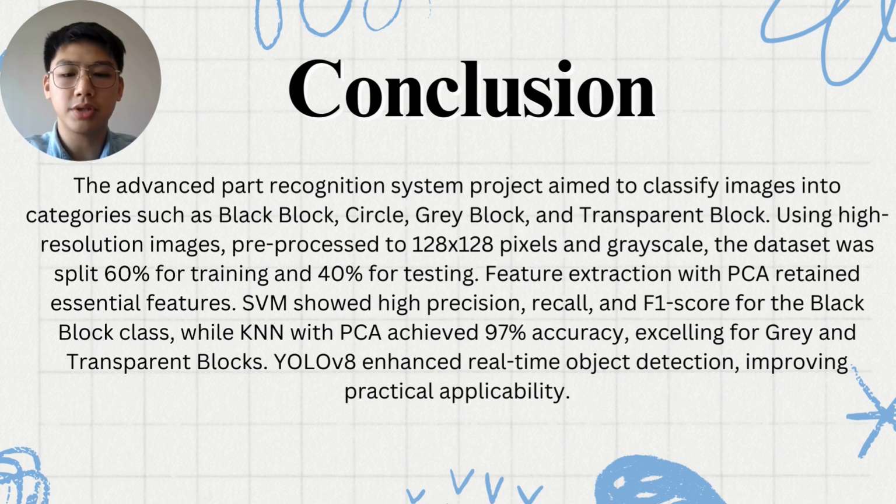SVM showed high precision, recall, and F1 score for the black block class, while KNN with PCA achieved 97% accuracy, excelling for gray and transparent blocks. YOLO V8 enhanced real-time object detection, improving practical applicability.